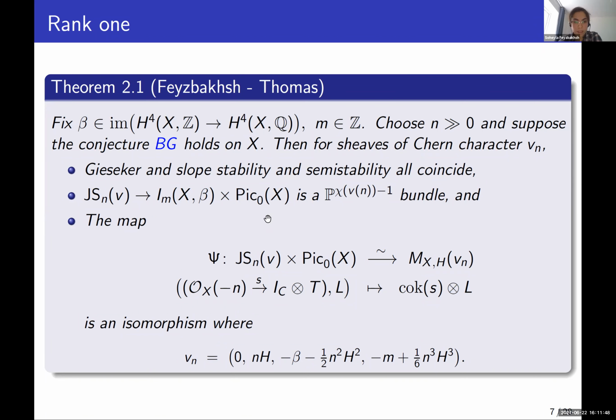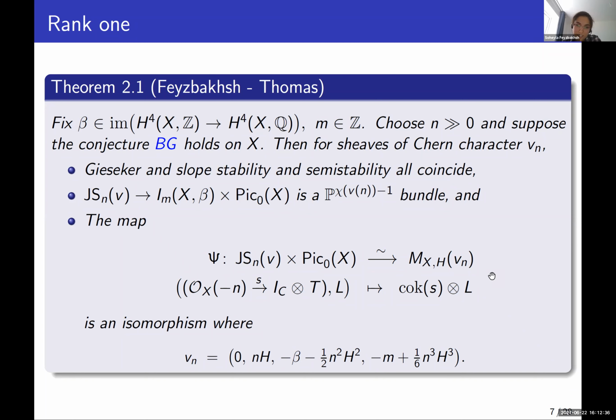And the main claim is that we have a well-defined map from the product of the moduli space of Joyce-Song pairs with Pic^0 of X to the moduli of slope semi-stable sheaves of class v_N. This map just takes any Joyce-Song pair, which is I_C tensored with T, a torsion-free sheaf of class v, and by taking a section and then looking at the cokernel of that section, and then tensoring with this line bundle L, which is c1 torsion. And the claim is that this map psi is actually an isomorphism.